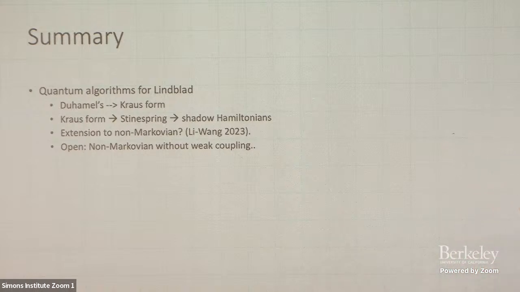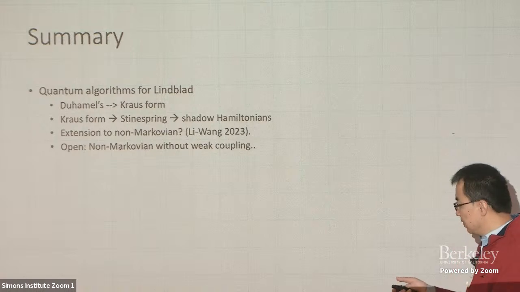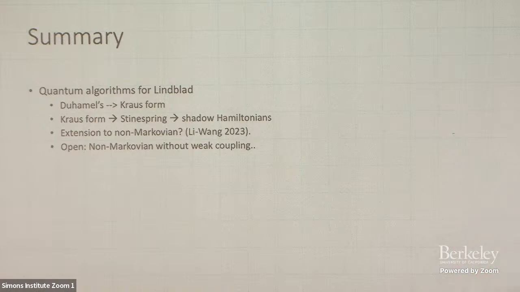But one of the open questions here, I think this is also a well-defined problem, is that our previous work actually leveraged a weak coupling assumption, so that the error is, let's say, order lambda to the power 3, right? But for strong coupling, how do we simulate non-Markovian dynamics using quantum algorithms? I think that's still out there.